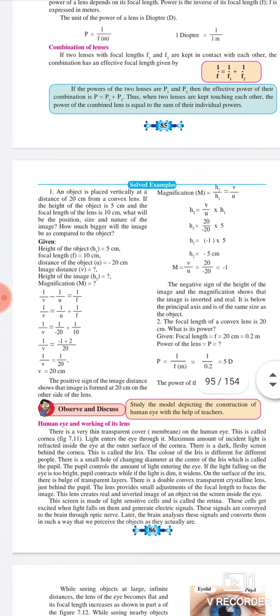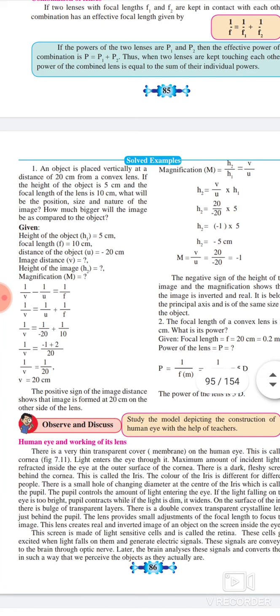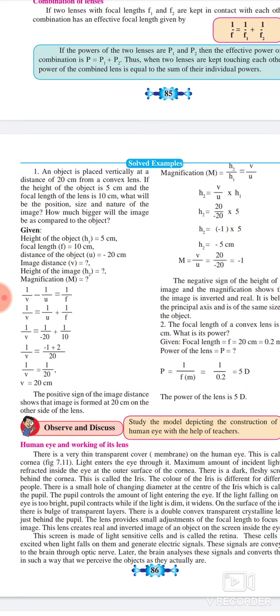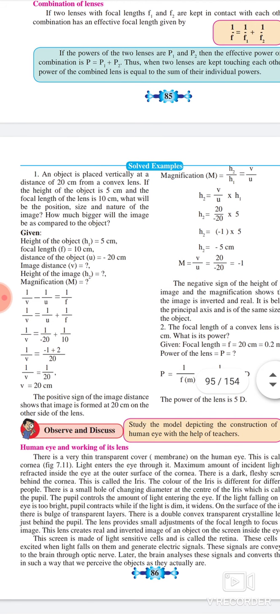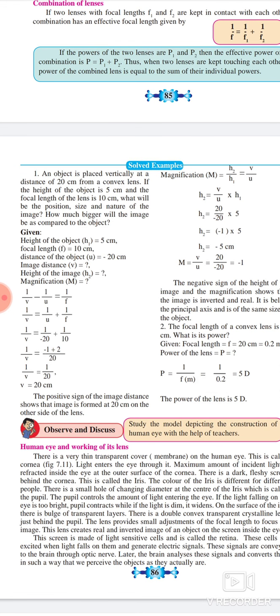Now we will see numerical examples here. Two examples are given, children. So here the first one, what is that? An object is placed vertically at a distance of 20 cm from a convex lens. See children, vertically at a distance of 20 cm from a convex lens. That means how much distance will we take? It is taken as u is equal to minus 20 cm. Why? Because here it is taken at a distance of 20 cm from a convex lens.